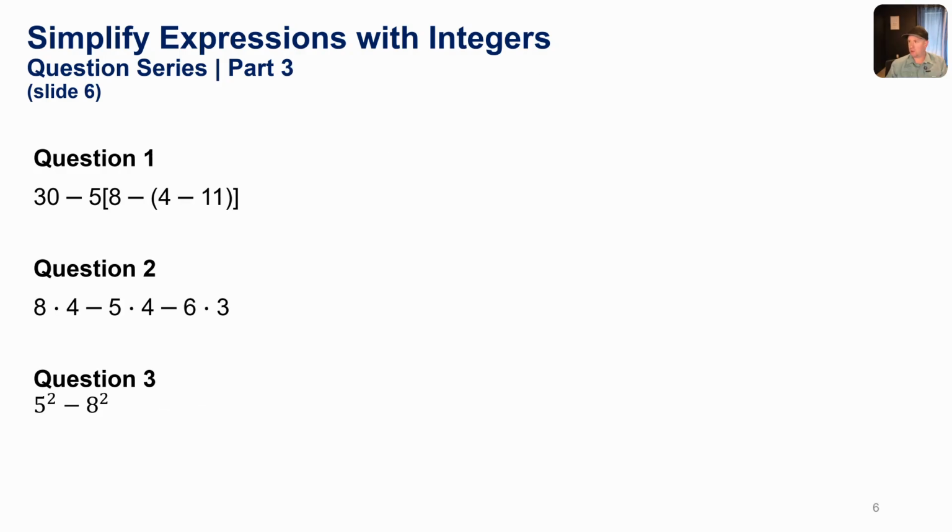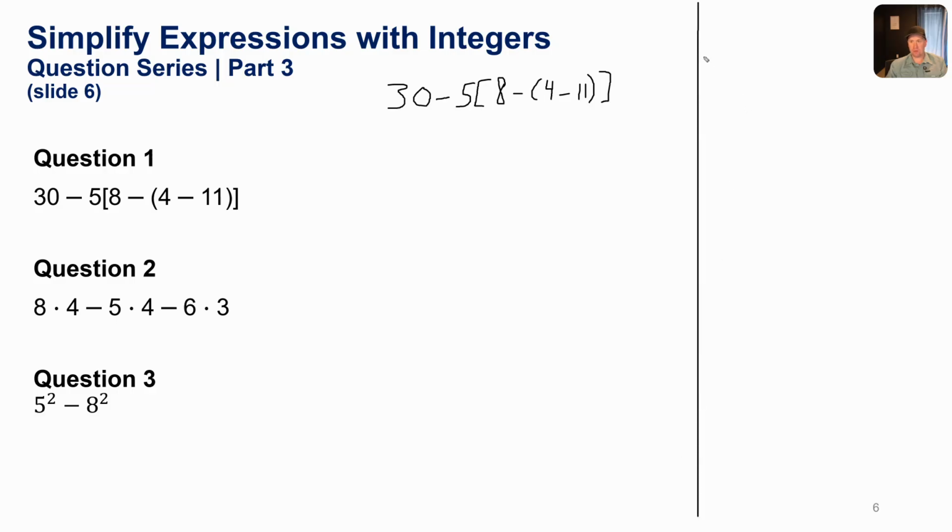Okay, so looking at question number 1 here, we have 30 minus 5, big bracket, 8 minus parentheses 4 minus 11, parentheses and bracket. So we have a larger order of operations problem. So I'm going to use order of operations now.